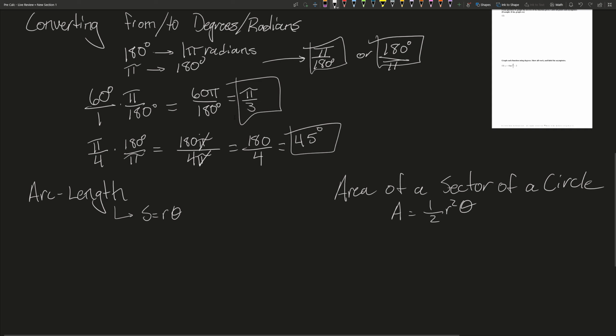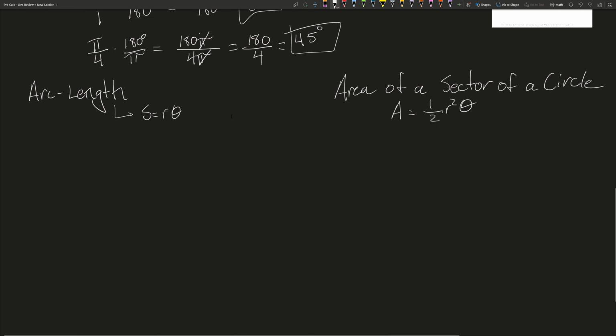Okay. The next two types of questions just have to do with you knowing two different equations. The first is arc length, which is S. In order to find arc length, you multiply the radius by the angle, but your angle has to be in radians. And given any two of these variables, you should be able to find the third.